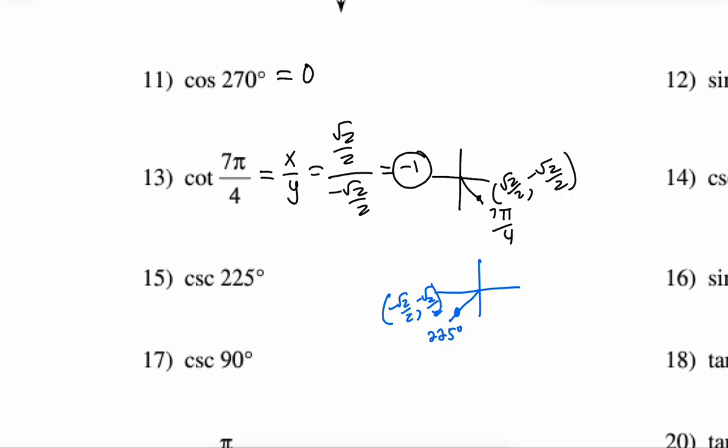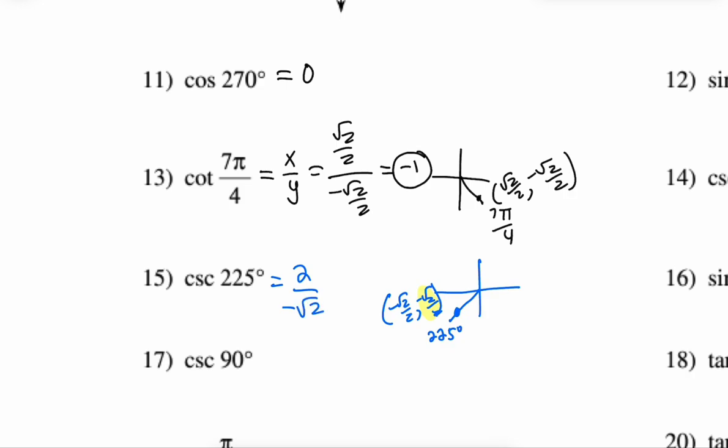So the cosecant is the reciprocal of the sine. So it's the reciprocal of the y value. So the first thing we're going to do for 15 is we're going to take that and flip it upside down. We're going to take the reciprocal of it. So we're going to get 2 over negative radical 2.